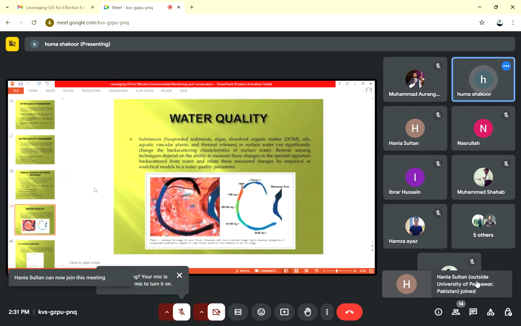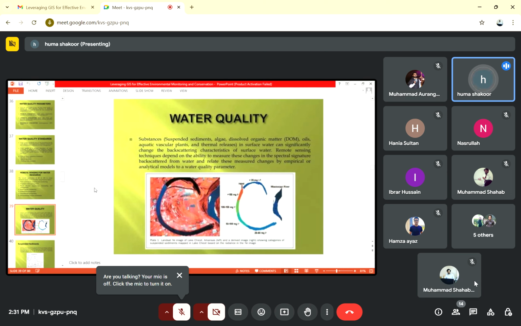Water quality depends on the dissolved organic matter, how much there is. If it is above the permissible exposure limit, the water quality is bad. If the dissolved organic matter is within the permissible exposure limit, the quality of the water is good, and it is shown through an image like this.